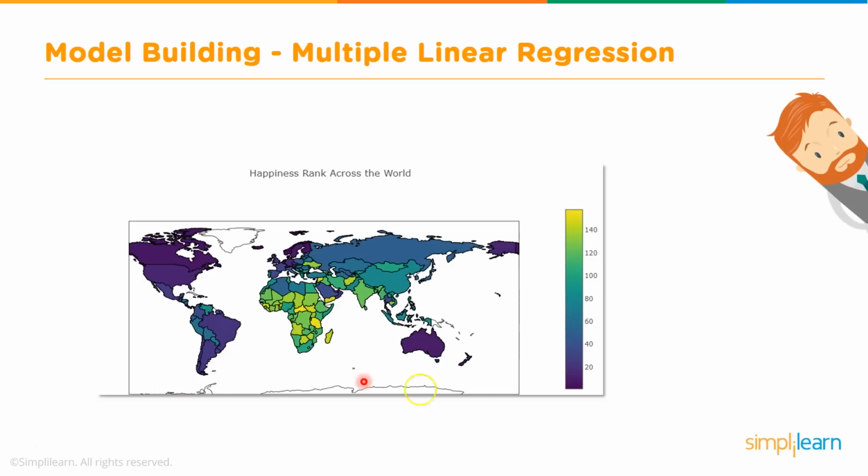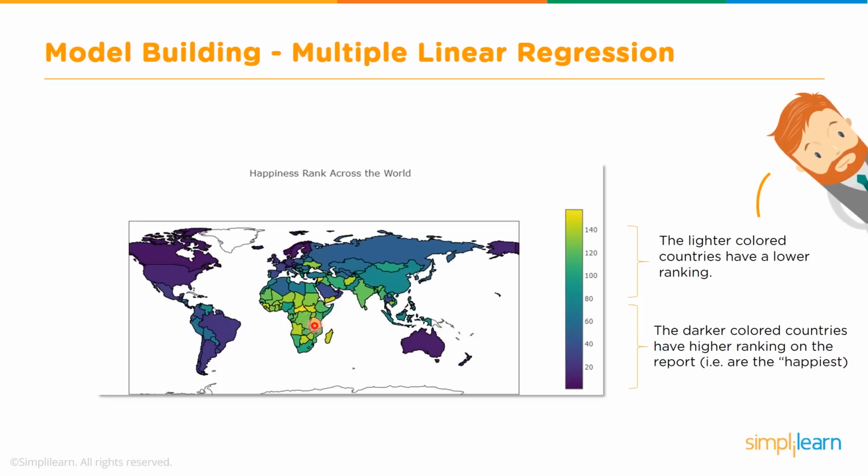We can see each of these countries, how they are in terms of their happiness score. This is the legend here. So the lighter colored countries have lower ranking, and these are the lower ranking ones, and these are higher ranking, which means that the ones with these dark colors are the happiest ones. So as you can see here, Australia and maybe this side US and so on are the happiest ones.